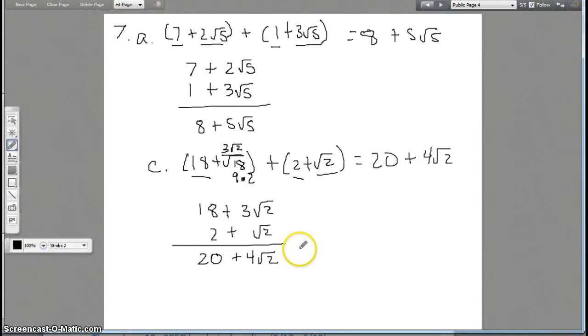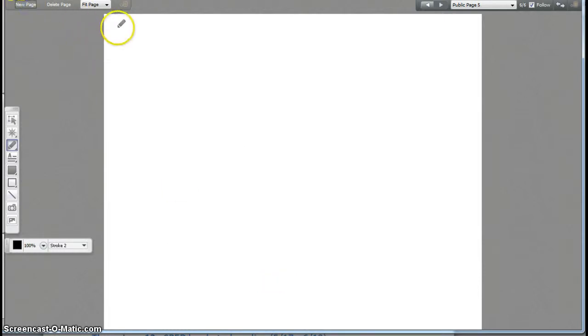It's kind of like my grid method. I like the grid method because it keeps everything organized and you make sure that you multiply together what you need to multiply. This makes sure that you add what you need to add. Okay, let's look now at part E.